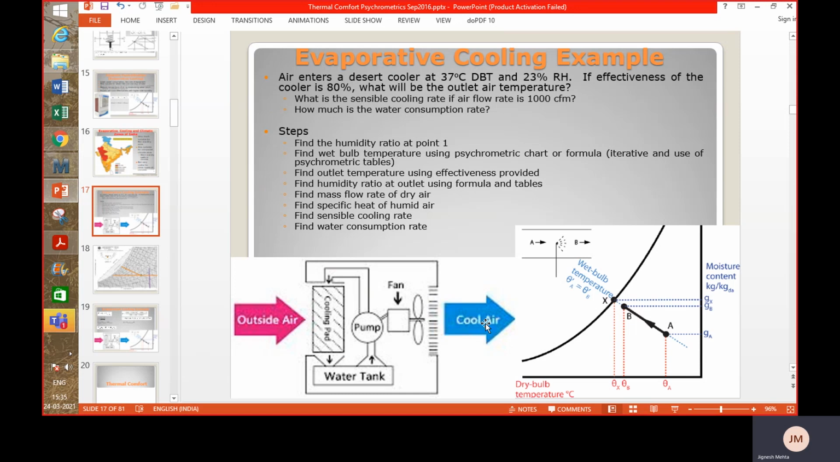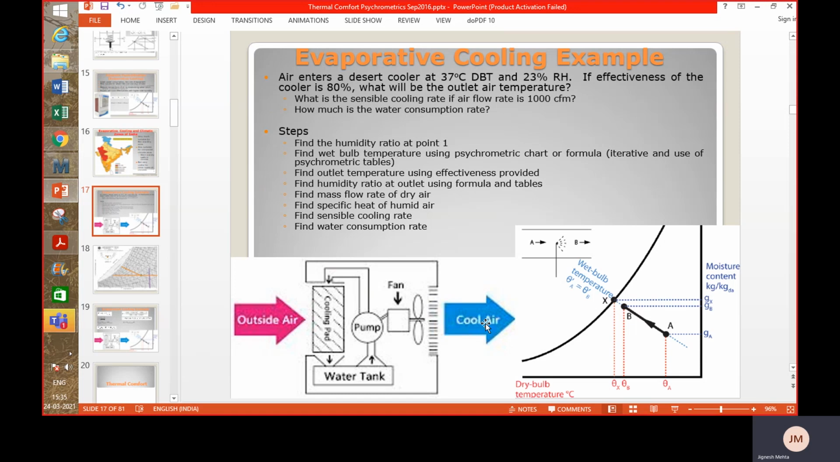So we will find the sensible cooling rate also if the fan flow rate is 1000 CFM. Now CFM is cubic feet per minute. So it's a pound-inch system, and we will also convert that into SI, that is in meter cube per second, and I'll provide you the conversion also. And how much is the water consumption rate, because the water is being consumed. So this device consumes electricity, probably less electricity, but also consumes water, and water is not a free commodity now. So you are also interested to know what is the water consumption rate.